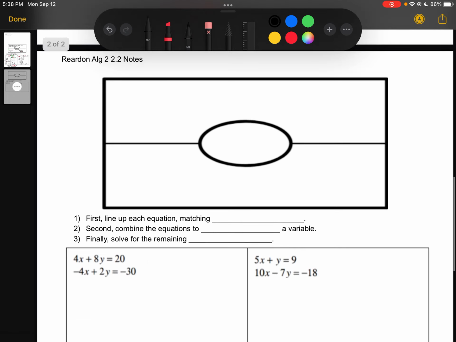All right, so that is one type of solving systems. Our second type of solving systems that we're going to see is elimination.